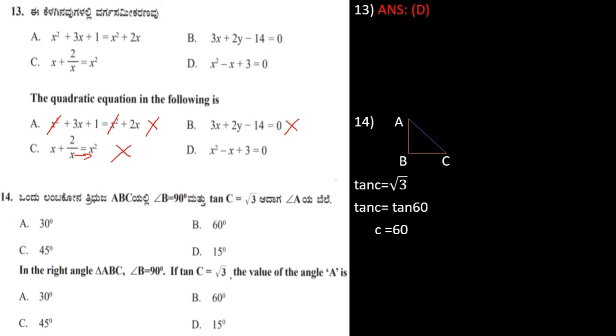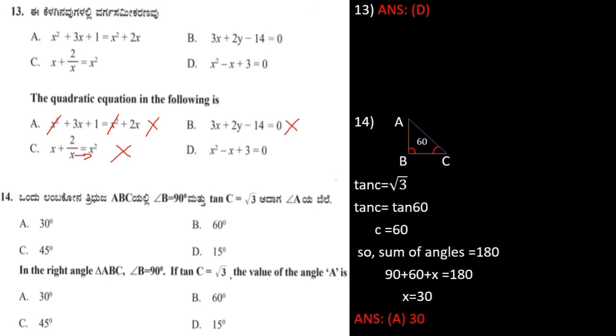In triangle ABC, we have angles 90 and 60. The total angle of a triangle is 180. So we will add two angles and we need to find the one remaining angle, that is angle A. Here we have angle C and angle B. I'll substitute and I'll get 90 plus 60 plus x is equal to 180. By subtracting, we'll get x is equal to 30. Therefore option A, 30, is the correct one.